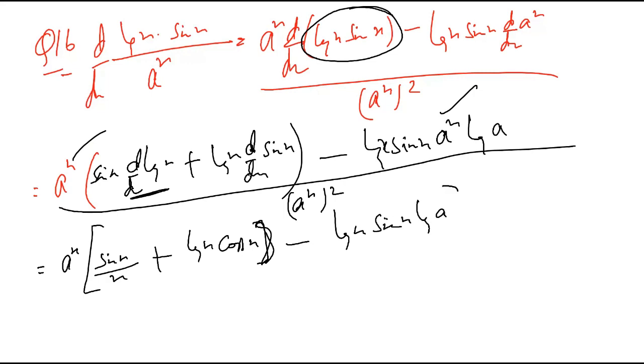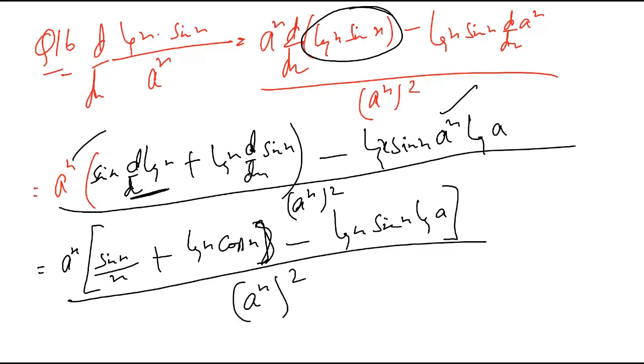In the denominator, you have a power x whole square. This a power x will cancel one power of the square, so this will be removed. The answer left is: sin x over x plus log x cos x minus log x sin x log a. You can take x as the LCM and multiply it with log x in both the parts, or else you can leave it. In this way, you are able to do many questions of the topic of differentiation.